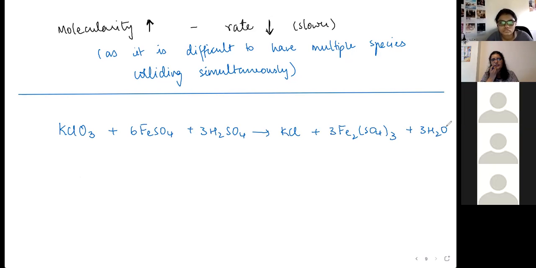So here potassium chlorate is oxidizing ferrous sulfate into ferric sulfate. It itself is getting reduced to KCl. So you can look at this. This is a direct example of how order is not directly related to the stoichiometric coefficients. Stoichiometric coefficient wise, it is 1 plus 6, 7 plus 3, 10. So this is not a 10th order reaction. This is in fact a second order reaction.